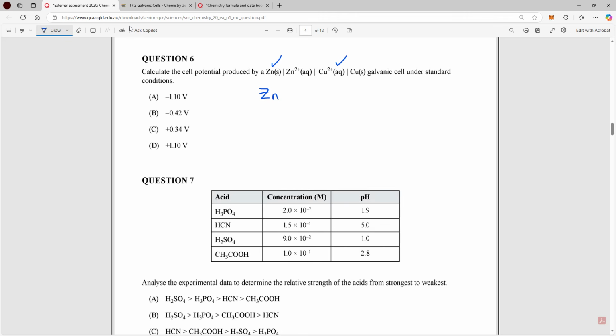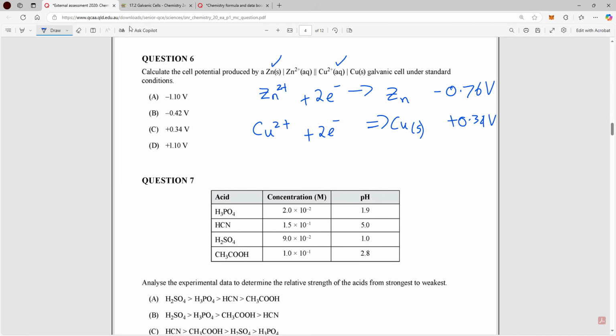So we have Zn2+ plus 2 electrons produces Zn, and the E naught is negative 0.76 volts. Then you have Cu2+ plus 2 electrons produces the copper solid, which is positive 0.34 volts. The reason I wrote the equations like this is we're going to make the following equation above. So we know this one is going to undergo oxidation, and this one's going to undergo reduction. So we want to rearrange the equation so it suits that.